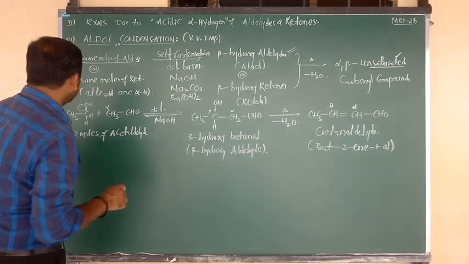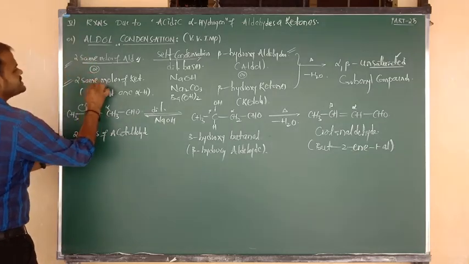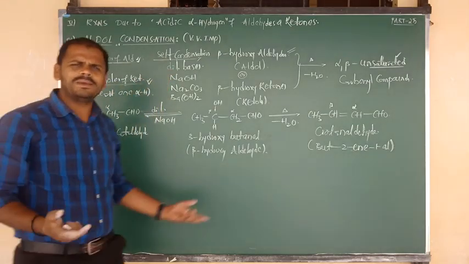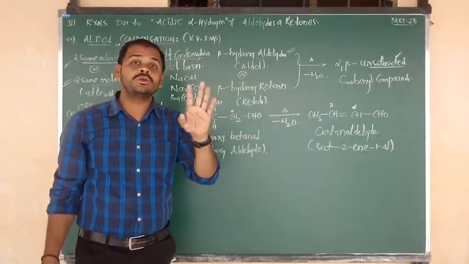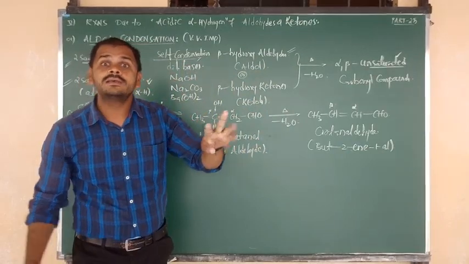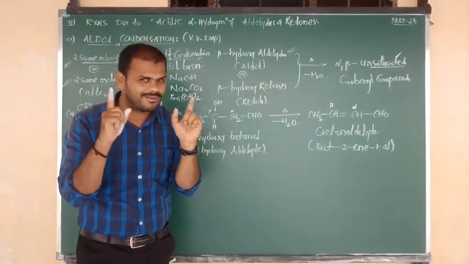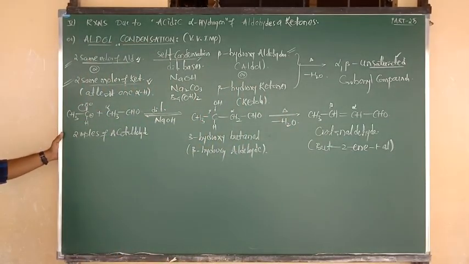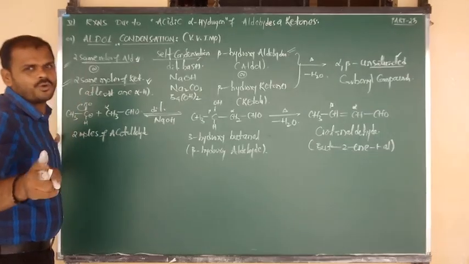Now, the second example I am going to give by taking the second category, that is two same moles of ketones. Which ketone? The best example is acetone. Acetone contains a total of 2 alpha carbons and 6 alpha hydrogens: CH3, C double bond O in the middle. Now I am going to show you aldol condensation by taking two same moles of acetone.